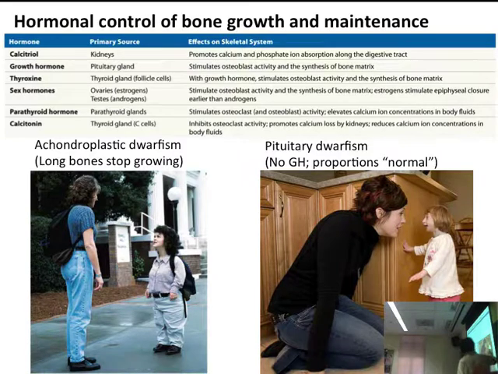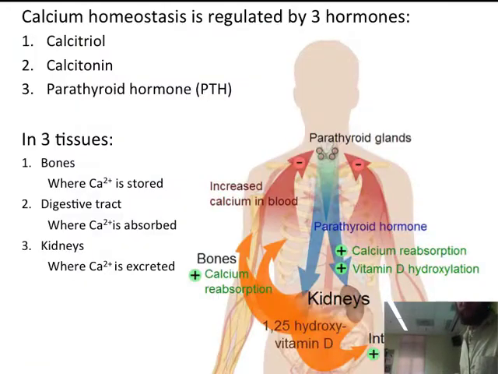A much more uncommon one is this pituitary dwarfism. They don't have growth hormones. Their human growth hormone production is not what it should be. They look more or less normally proportioned. Their arms are the appropriate length compared to their torso and whatever. This is due to a dysfunction in the pituitary gland.